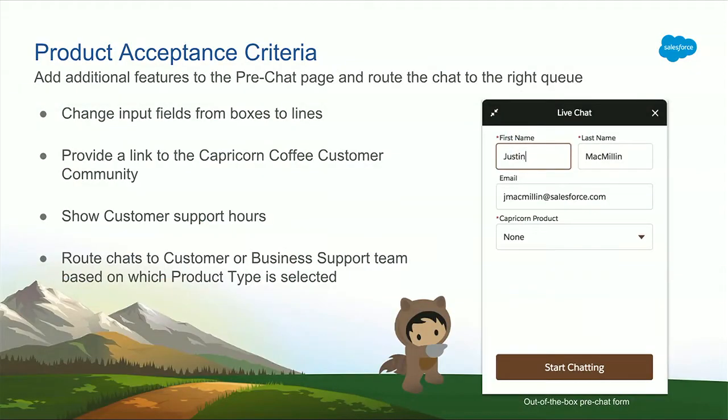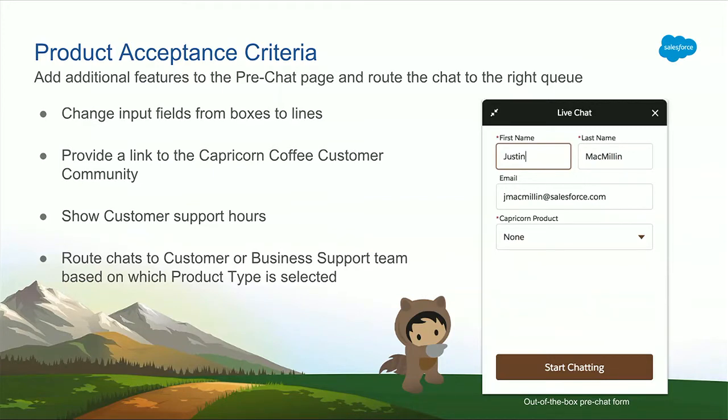So, if you look here, we have an example of our out-of-the-box chat component. We applied some quick declarative branding that's already available, just to change some of the colors. But I want to highlight four acceptance criteria that we're going to be working through today. First off, all of our input fields are boxes. That doesn't go in line with what the rest of our branding looks like, so I want to replace the boxes with lines.